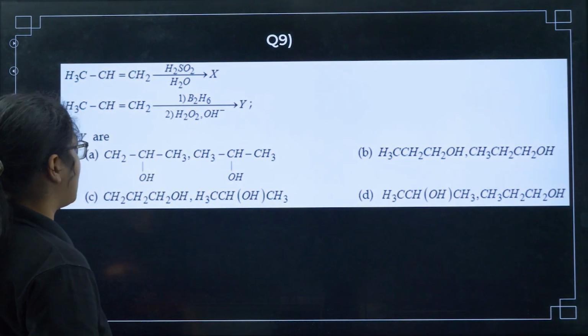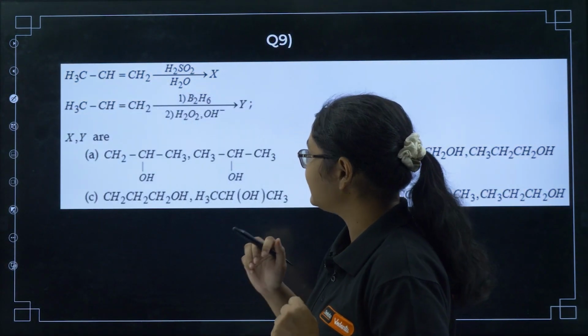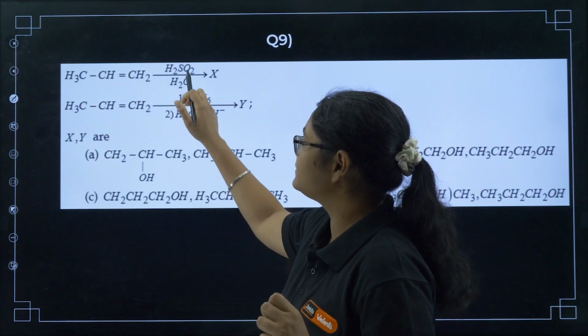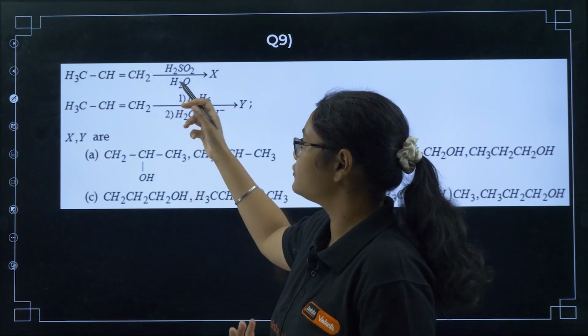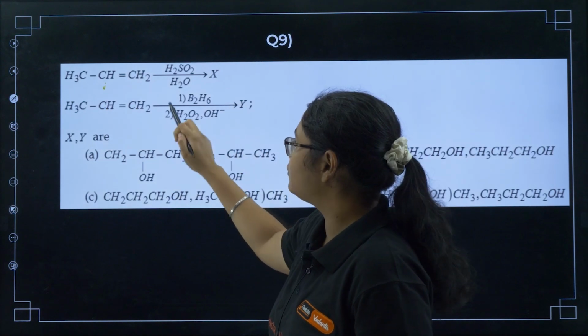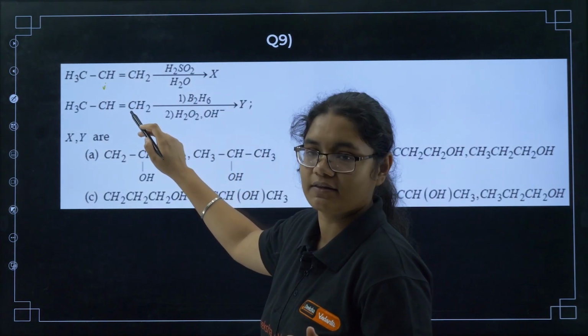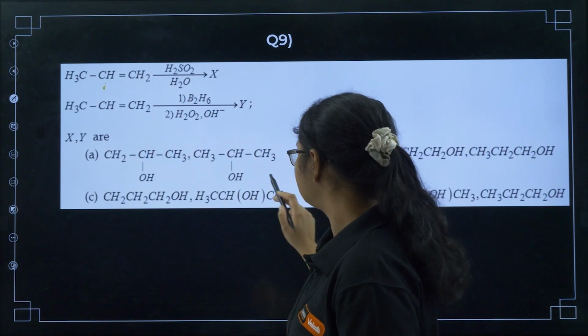Next, here you have addition of H2O to alkenes. So if you are adding just acidic water, then it follows Markovnikov's rule, so OH will be added at this position, and when you do B2H6, it follows anti-Markovnikov's rule and OH will be added at this position, right? So which option do we have?